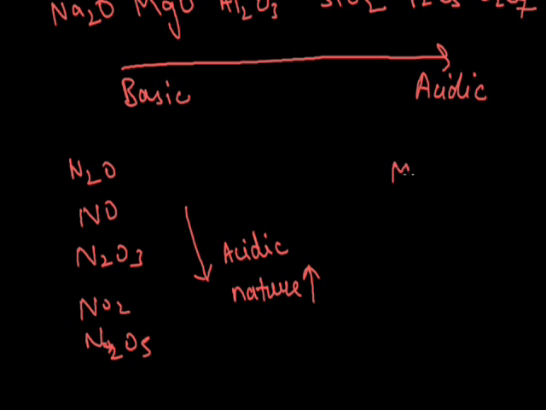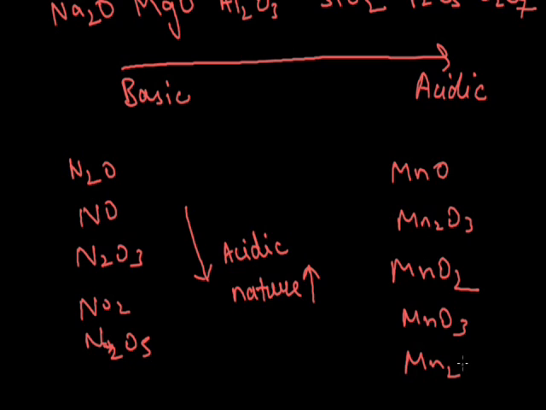We can consider the case of Mn also, as Mn forms a lot of oxides: MnO, Mn2O3, MnO2, MnO3, Mn2O7. So the nature of oxide changes from basic to acidic.